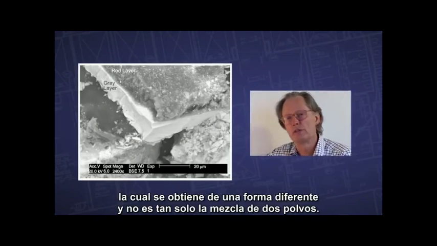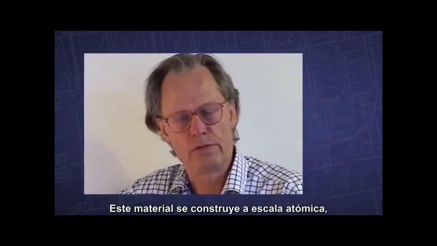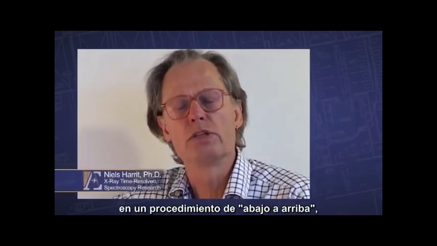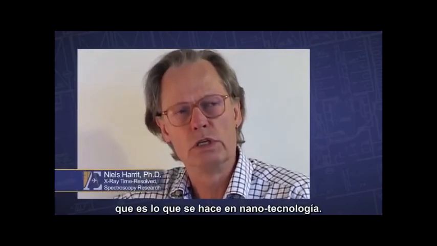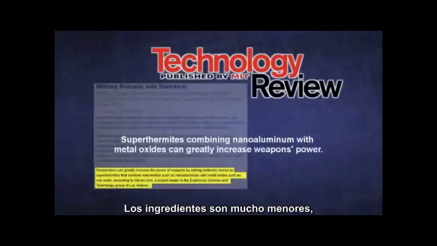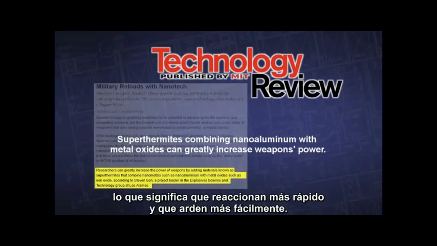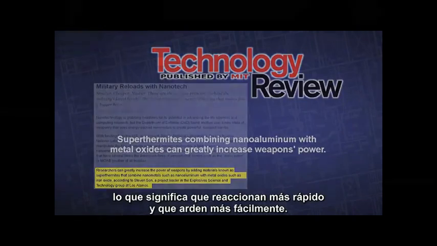in a different way. It is not just two powders being mixed. The material is actually built from the atom scale up. We call it the bottom-up procedure, which is what you do in nanotechnology. The ingredients are much smaller, which means they're reacting faster and they are more easily ignited.